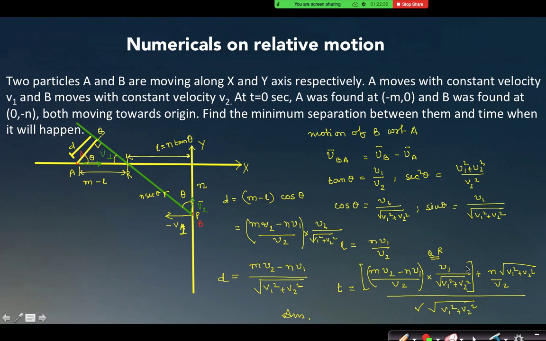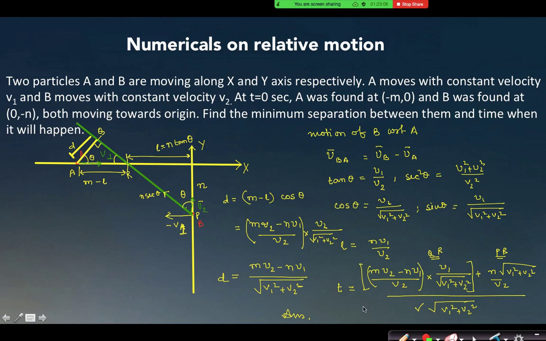So I have taken this QR, and then what is the value of PR? Can you tell me the value of PR? If this angle is theta and this side is n, can I say PR is nothing but n sec theta? Because cos theta is n by PR, so PR is equal to n sec theta. N and sec theta I have got from this equation. Root over v1 square plus v2 square divided by v2 is PR. So now I have got PQ, and dividing by the value of the speed, you will find the time.